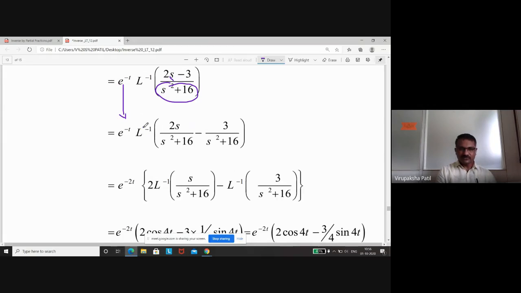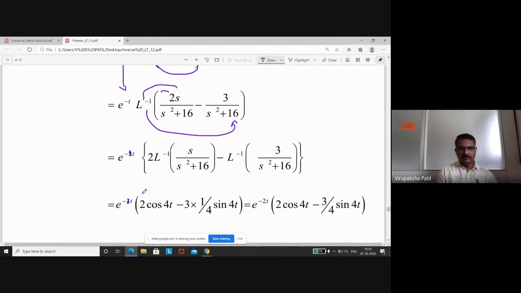Next, operating this Laplace inverse operator term by term on these two terms, you will get e to the power minus t into 2 times L inverse of s divided by s square plus 16, minus L inverse of 3 divided by s square plus 16. So e to the power minus t as it is, and this 2 as it is.